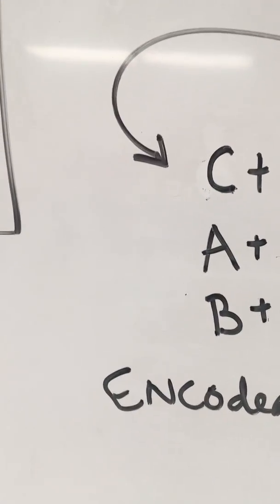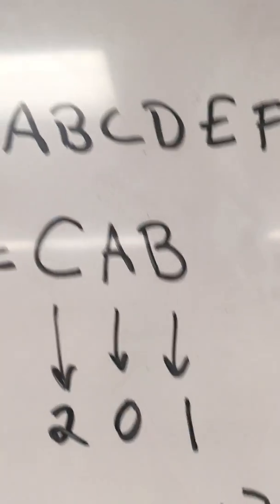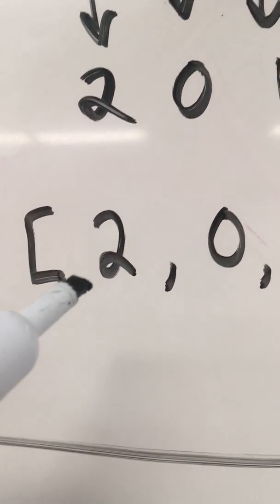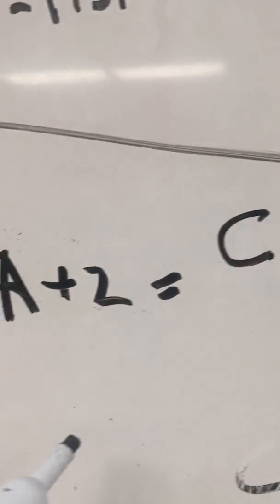Now we'll encode our message. Our message is not CAB. Our message is A, B, C, D, E, F, G. So let's see what we'll do for A. Here's A, and we will shift it by the first number, which is 2. So A plus 2 will become C.